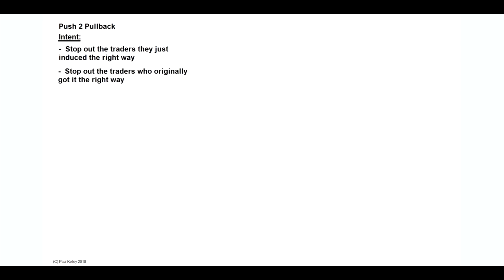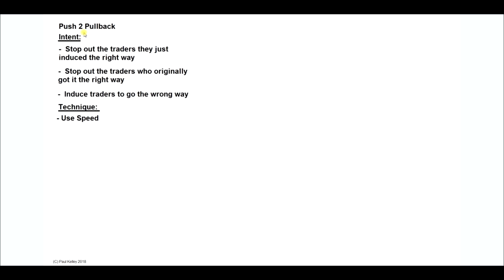The push 2 pullback is the most complex movement that they're going to have to do. Essentially, they have to stop out the traders they just induced the right way, the traders who originally got it the right way. And then they have to induce traders to go the wrong way again. And they're limited because they can't go below the low of the day or above the high of the day. So how do they do it? They use speed, pure and simple.